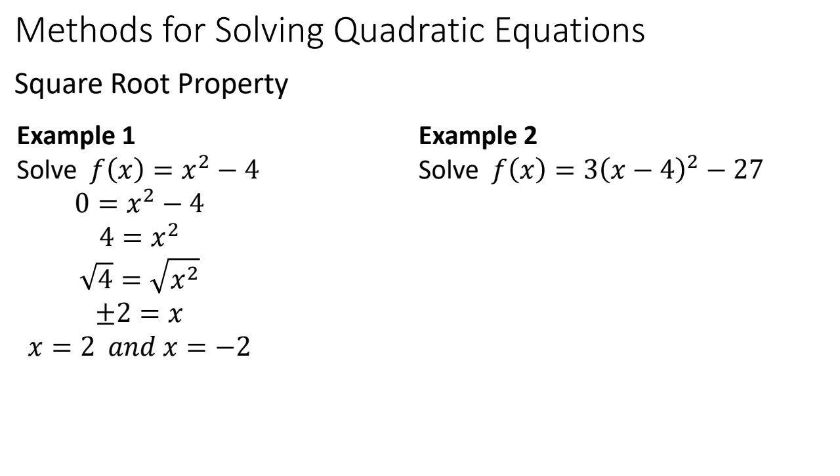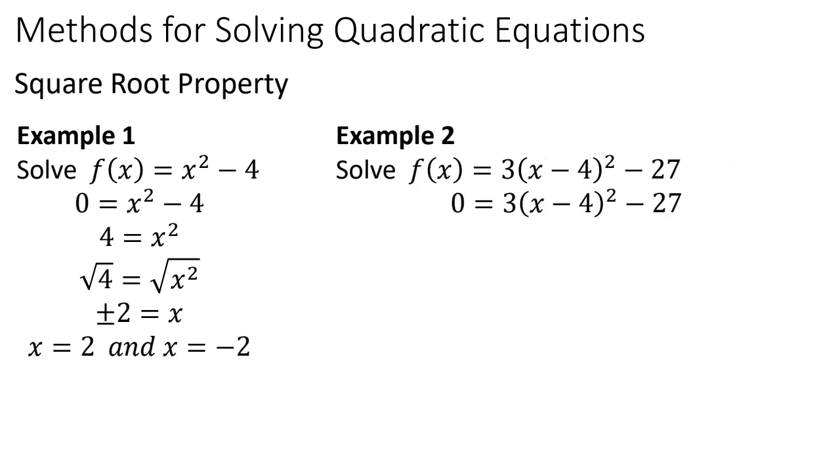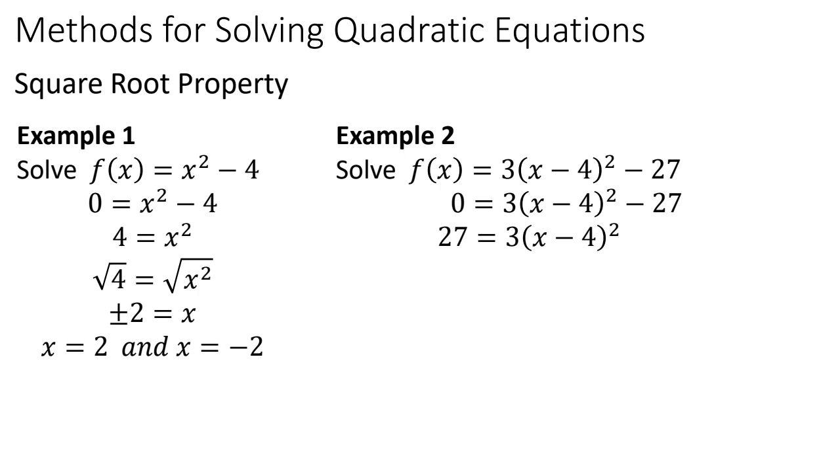Let's look at the second example. I have f of x equals 3 times x minus 4 squared minus 27. I'm going to do it the same way: set y equal to 0 and solve for x. The first thing I need to do is add 27 on both sides. This gives me 27 is equal to 3 times x minus 4 squared. This 3 is being multiplied, so I'm going to do the opposite and divide both sides by 3. So 27 divided by 3 is 9, and 3 divided by 3 is 1.